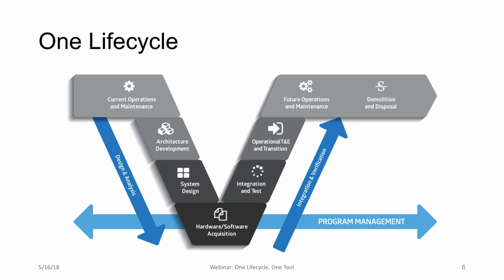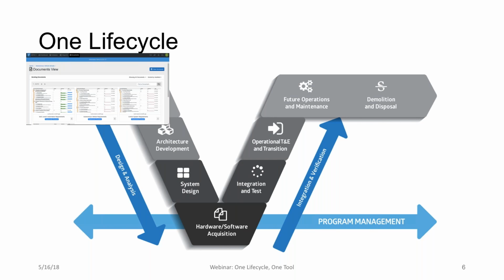So, one lifecycle. Most of you are familiar with the V model. It's just one of the many ways to depict the acquisition lifecycle and, in fact, the entire lifecycle of any product. Starting at the beginning, one of the things you want to do is look at your documents and be able to capture documents and start building initial documentation as well. So that's our documents view. That's new in 4.0, and we'll talk about each of these a little more in detail in a minute.